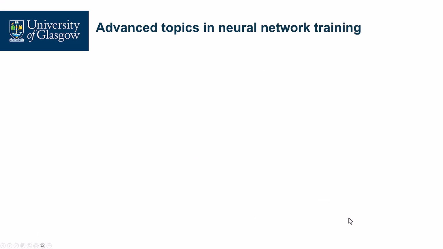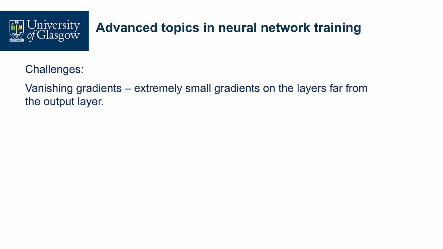Also in this optimization, there are some advanced topics. Here I make a general introduction and provide you some examples. For example, one challenge is vanishing gradients. This means that in some stage of the training, for the layers far from the output layer, the gradients are very small. So it needs to go for a long time to progress the learning. The learning slows down a lot. The vanishing gradient is what we should avoid.